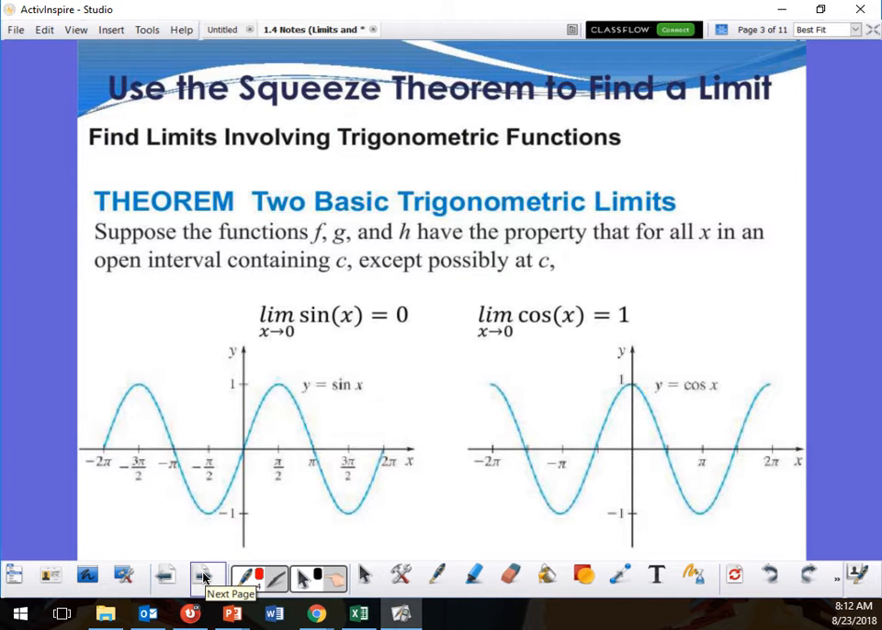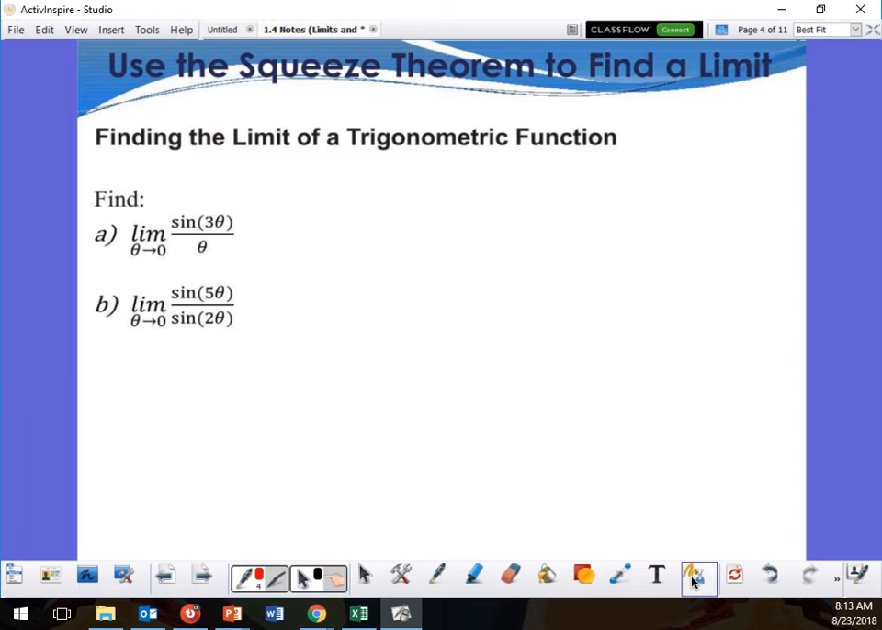All right, basic trigonometric limits. The limit as x approaches 0 of sine gives me 0 because it is right here. This is actually a sine wave. Next one, cosine wave. The limit as x approaches 0 of cosine is equal to 1 because at 0, the value is 1. Just by basic graph. Ah, that's cheating. No.